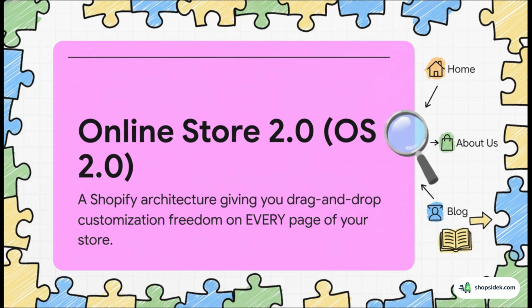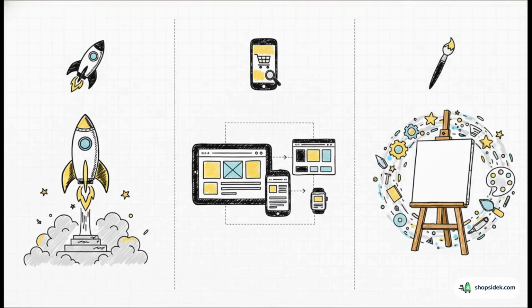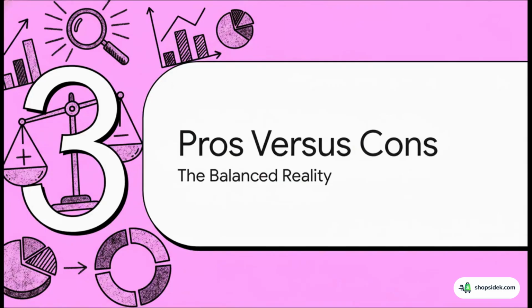It's total creative freedom. And this freedom is built on three really smart ideas. First, speed. It's built to be exceptionally lightweight, which, as we said, Google absolutely loves. Second, it's mobile first. Why? Because that's where most of your customers are probably shopping from. And finally, its minimalist design gives you this beautiful, clean canvas, which puts your products in the spotlight, right where they should be.